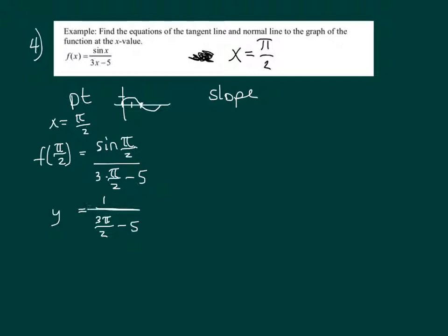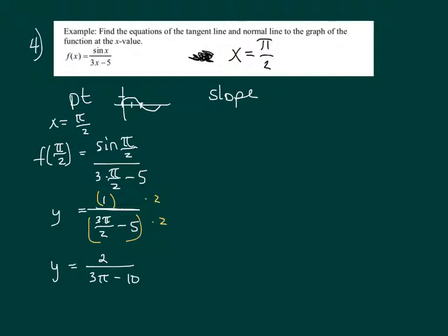We don't like to have a fraction inside of a fraction, so I'm going to multiply both the numerator and the denominator by 2, the whole thing here, and that 1. That will clean it up to make it 2 over, so 3 pi over 2 times 2 is just going to be 3 pi minus 10. All right, so that's our y value.